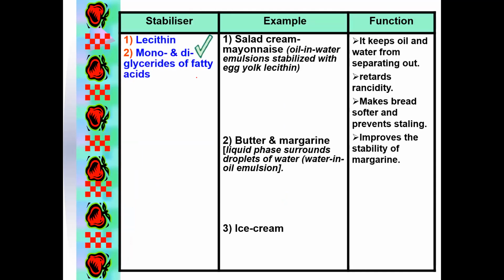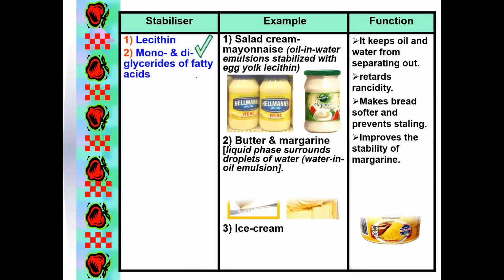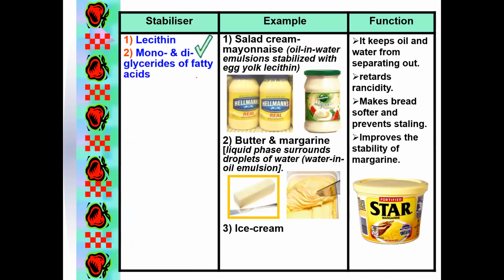Yeah, so an example would be in your salad cream, in your margarine, all of them. They have stabilizers because you want to keep the oil and water from separating out. Trust me, your salad cream, your butter, your margarine. If you don't have a stabilizer or an emulsifier, you will see only oil and water. So that's why the teacher has an emulsifier.